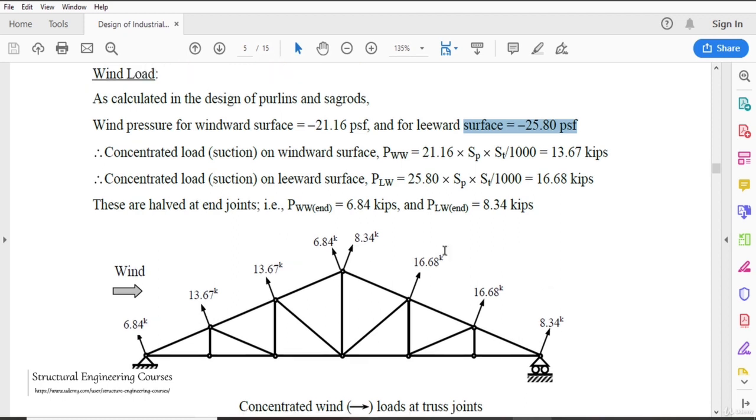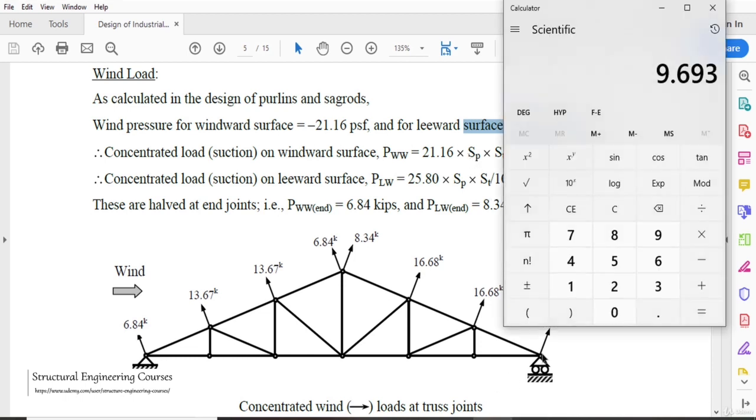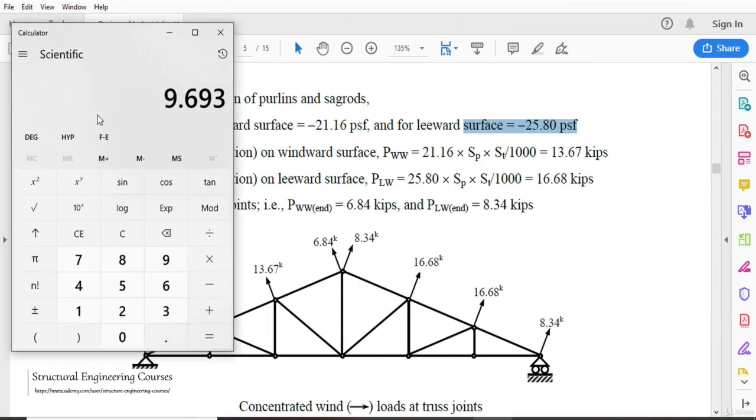So what we can do is that here the author has also multiplied this 21.16 psf with the spacing of purlins. So what we need to do here is that we just need to multiply 21.16 into 20, that is the spacing of the trusses.